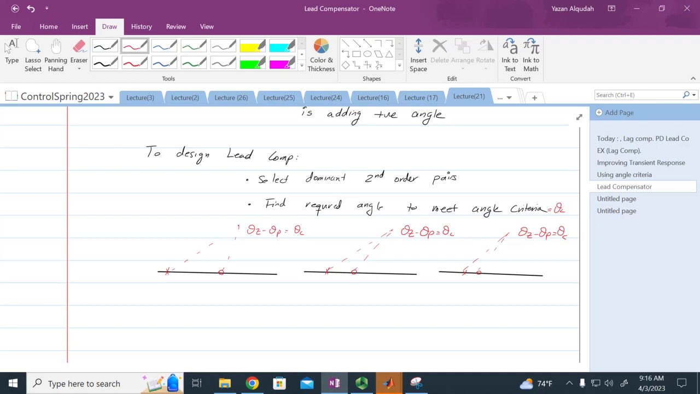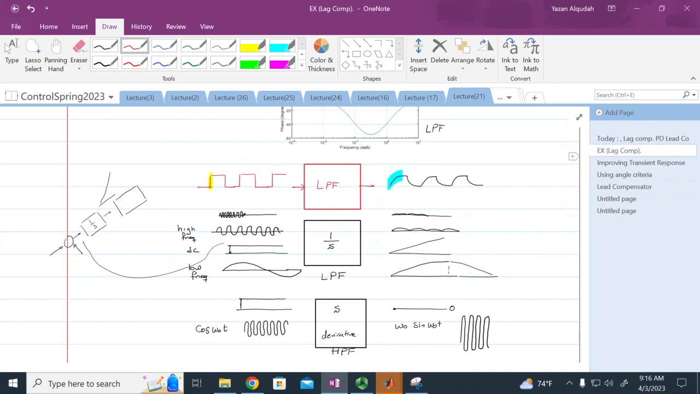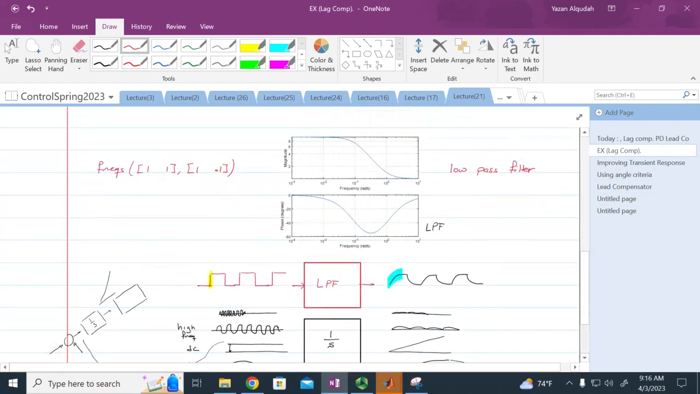Now, just one thing I forgot to mention. If I look at the lag compensator, if I look at the phase angle of the frequency response, we see it is negative. That's why we call this lag compensator. When it is positive, we call it lead compensator.